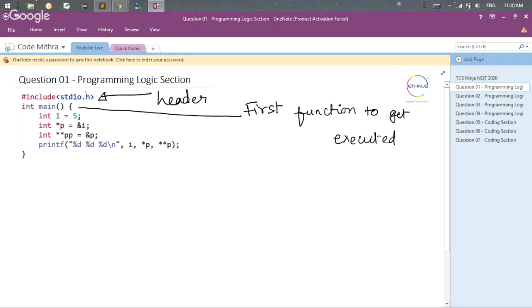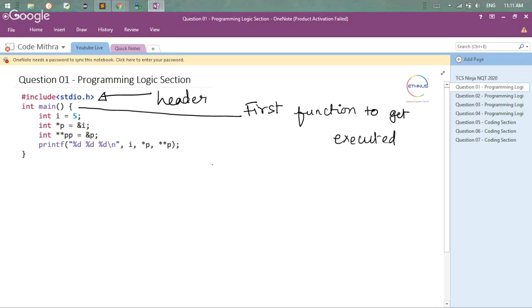So in C, there are a few data types which we call primitive data types. Otherwise, we also have a way to create our own data types using structures and union. Right now we'll be focused only on primitive data types.